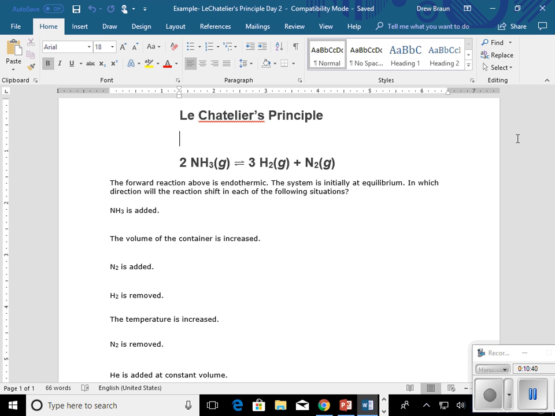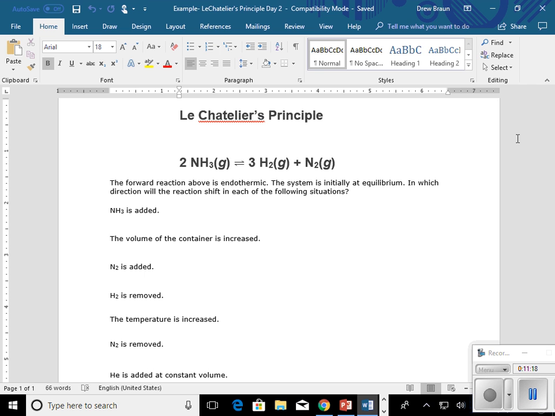NH3 is added. Okay? NH3 is added. How is that going to shift my teeter-totter? How's it going to affect my teeter-totter? If I've got a teeter-totter here, here's my reactants, here's my products, okay? I add ammonia. Ammonia is what? A reactant, correct? So it's going to do this on my teeter-totter. So which way is that going to shift? To the forward reaction or the reverse reaction?